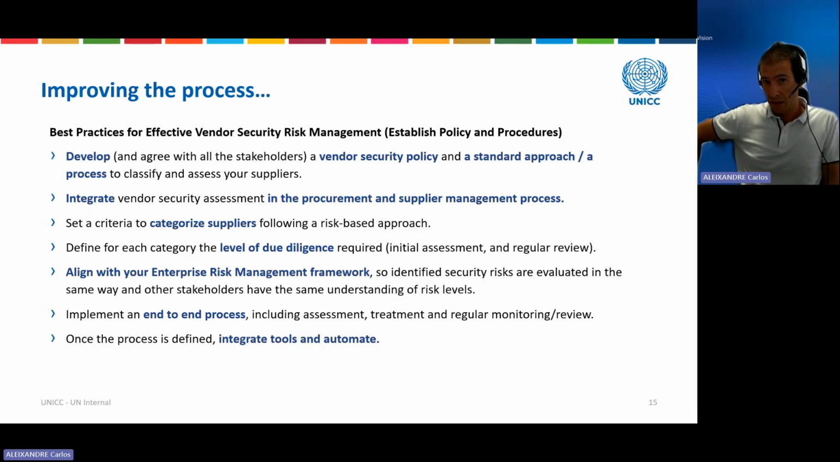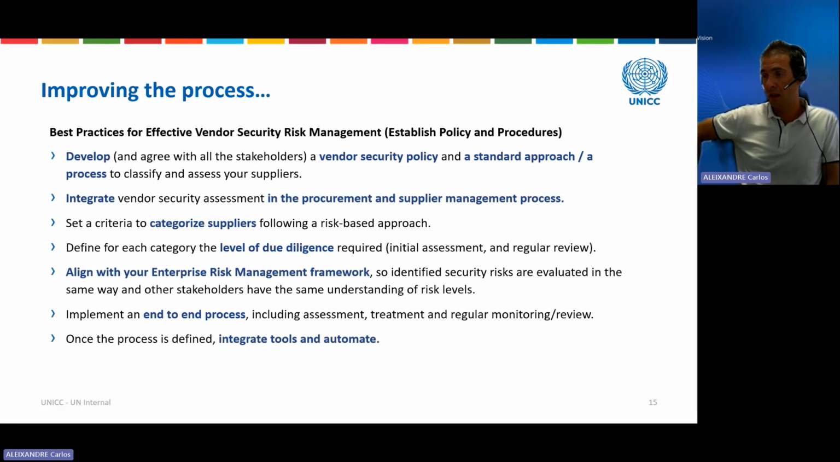So set criteria to categorize suppliers following a risk-based approach. Define for each category the level of due diligence required for both the initial assessment, the initial evaluation of the supplier, and also the ongoing regular review. So we need to define, based on the category, what level of due diligence we want to do. Also, it's important to align with our enterprise risk management framework.